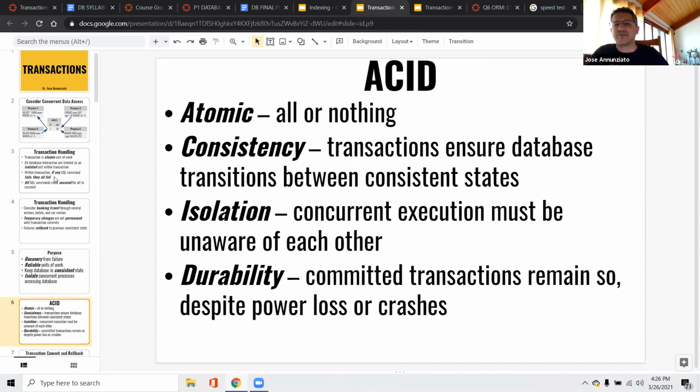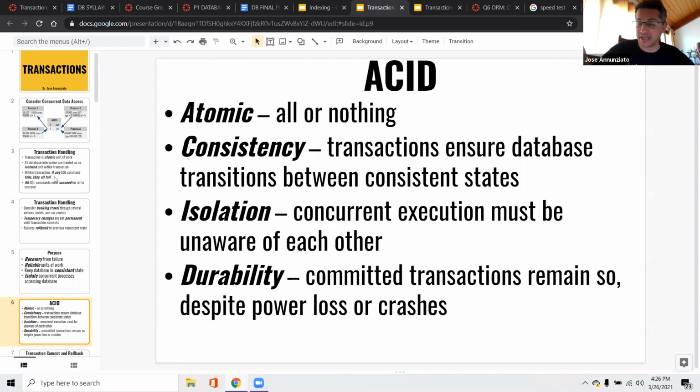We say that transactions provide the ACID properties to a database. Databases that support transactions are said to support ACID properties, meaning they're atomic, meaning that you're able to group together logical units of work, whether they all occur or none of them occur. They introduce consistency. Transactions make sure the database stays in a consistent state.